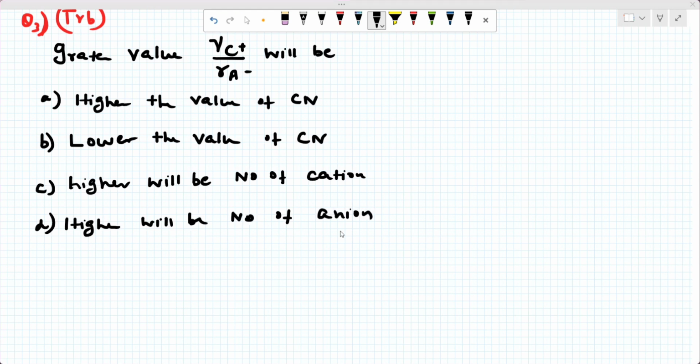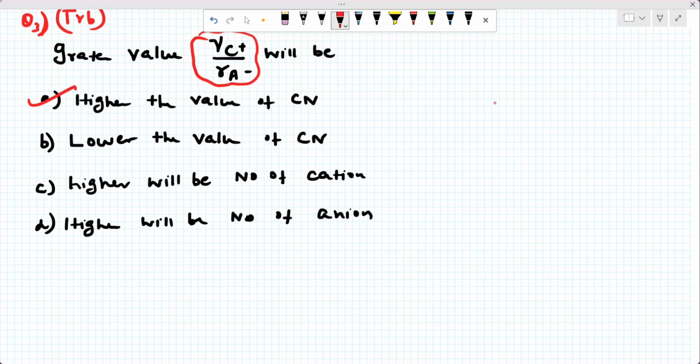Anyone, what is the answer? Tell me the answer. Simple question. What is the answer? Option A. Coordination number. Any doubts? The greater the value of radius of cation by anion leads to a higher coordination number. Option A is correct. Simple question, okay? Please note.